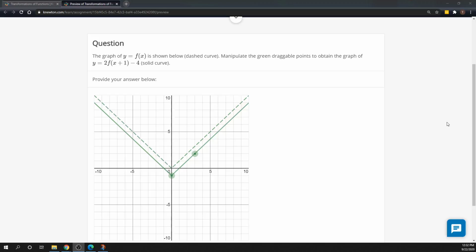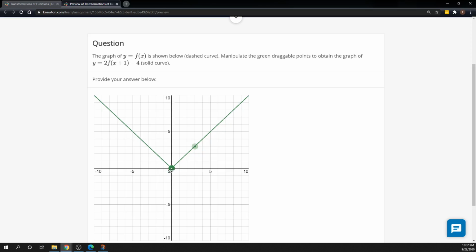All right, in this video, we are going to work through another Newton problem about graph transformations. It says the graph of y equals f of x is shown below, the dashed curve. Manipulate the green draggable points to obtain the graph of y equals 2 times f of x plus 1, minus 4. So again, the first thing I like to do is line those things up. Line up the graph that you move along with the one that they've given you.